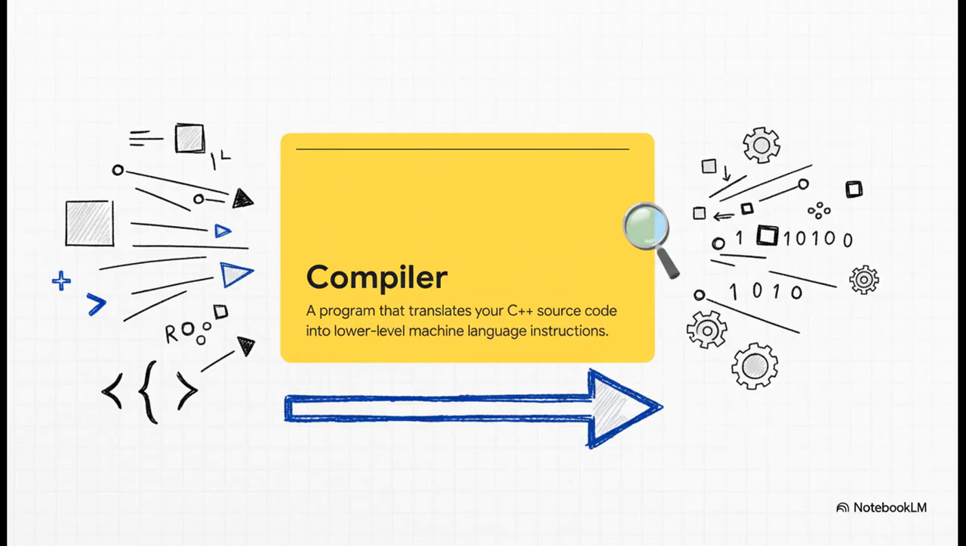So, what is a compiler really? Well, at its core, it's just a special program that acts as a translator. It takes the source code that we write, the stuff that's designed for humans to read and understand, and it converts it all into the low-level machine instructions that a computer's brain, its processor, can actually understand and execute.